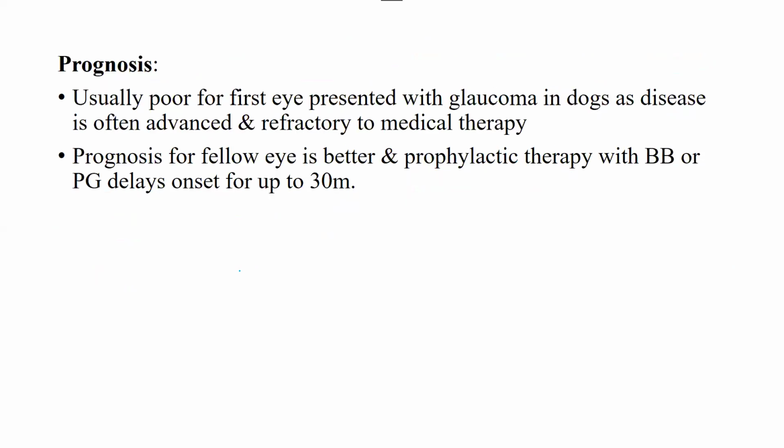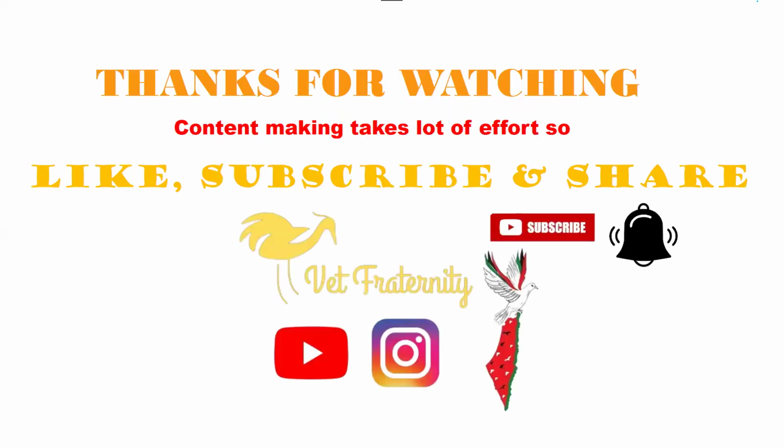So that was all about the treatment. Next thing is the prognosis. Prognosis of glaucoma is usually poor for the first eye presented with glaucoma in the dog, as the disease is often advanced and refractory to medical therapy. So the first eye is always going to have a chronic issue, and it will keep on progressing and not respond. But prognosis for the contralateral fellow eye is better, because we start prophylactic therapy with beta blockers or prostaglandins that will delay the onset of glaucoma in that eye by up to 30 months. So the prognosis for each eye is variable. So that was all about glaucoma.